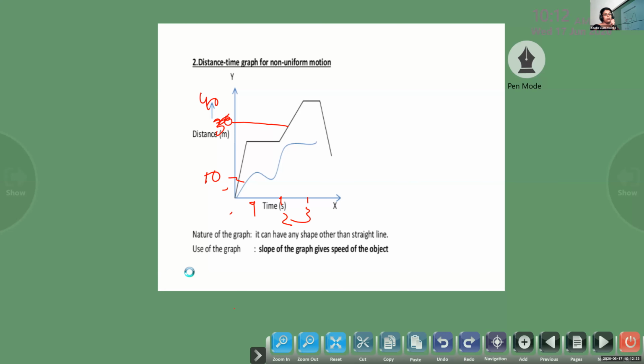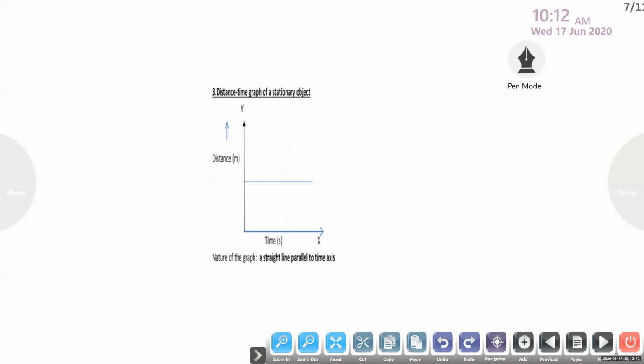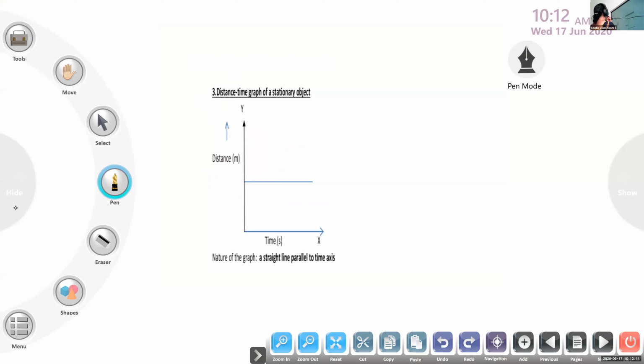Okay, children. So this also gives us the speed. Now we are moving on to the next graph: distance-time graph of a stationary object.